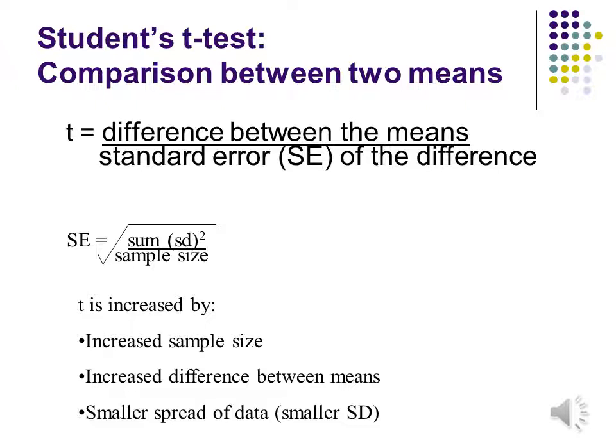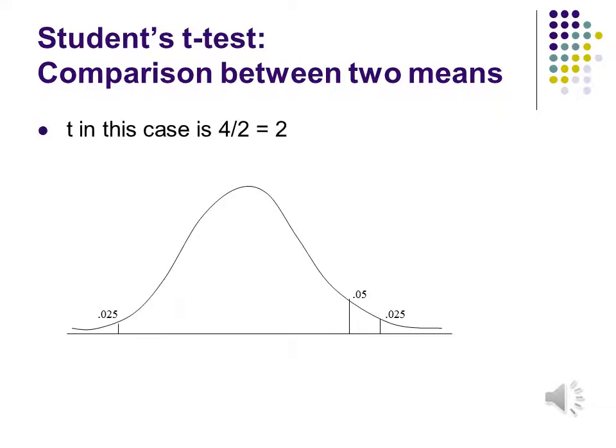So what would happen with a larger difference between means? Well, looking at that top formula, I think you can see that if the difference between means is bigger, then t is bigger. What happens with a smaller standard deviation? Well, back down to the standard error formula, if the numerator is smaller, then that standard error is smaller. If the standard error is smaller, then t is also bigger. So it kind of goes back to our power. It's analogous to the power discussion. So increased sample size, increased difference between means, smaller spread of the data would all tend to increase the t value. Then you plot the t value.